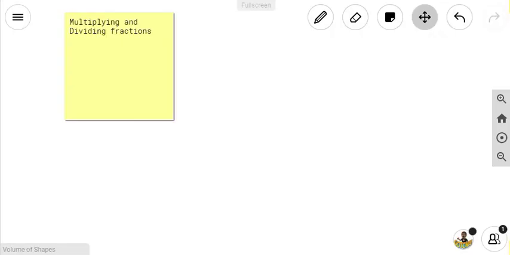Good day everyone, and today we're looking at multiplying and dividing fractions. Now, this is actually more straightforward than adding and subtracting fractions.